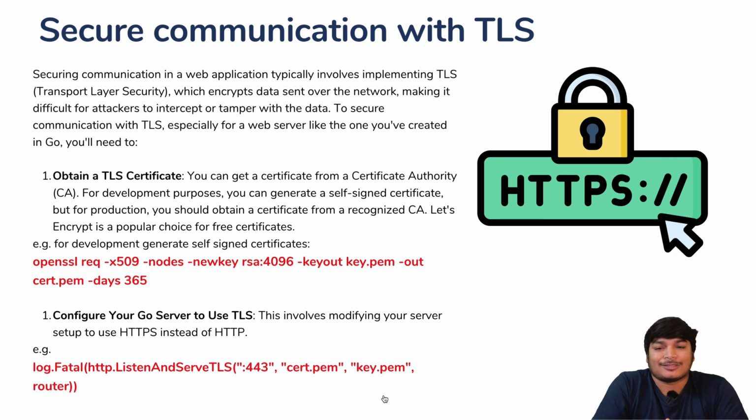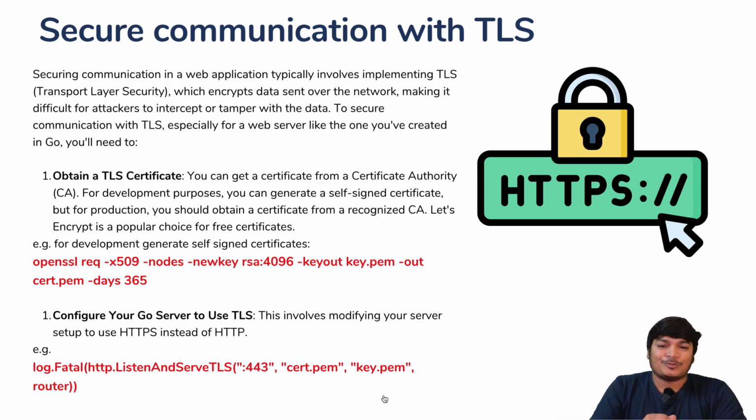Now, what is this TLS? Secure communication in a web application typically involves implementing TLS, which is Transport Layer Security, which encrypts the data sent over the network, making it difficult for an attacker to intercept or tamper with the data. Now, to secure communication with TLS, especially for a web server like the one you just created in code, we should be using a certificate, or HTTP certificate.